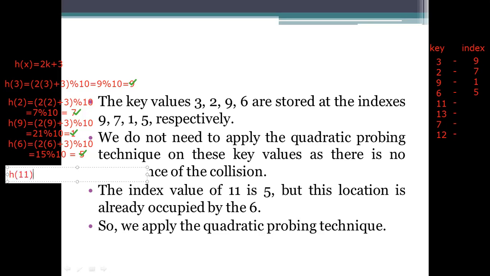11. Since it is having a collision, first let's see. It is 11, 3. So what is the value there? 22 plus 3, which is equivalent to 25. 25 modulus 10. What happens here? It gives the value which is 5.